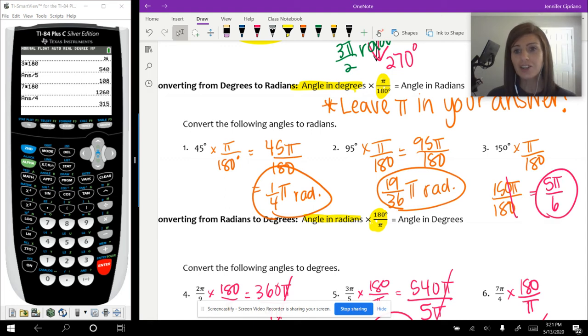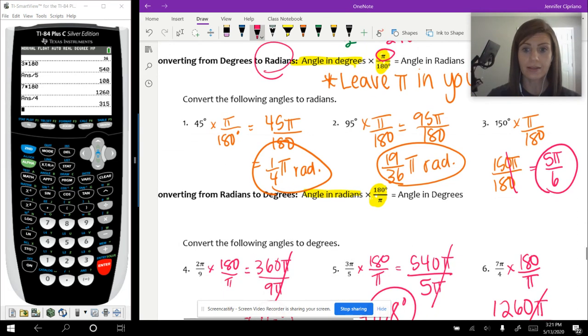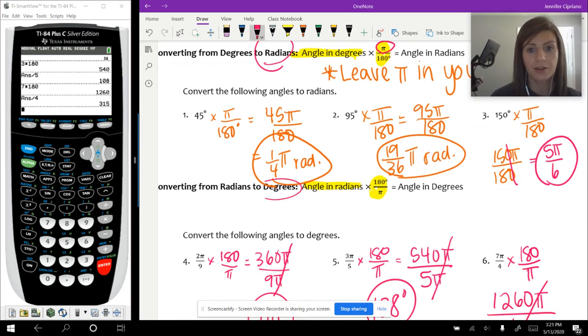So essentially, whatever unit you're ending up in, that's the one that's in your numerator. So when I wanted to go to radians, the pi was in my numerator because I want to end up in radians. When I want to end up in degrees, the degrees are in my numerator because that's where I want to end up.